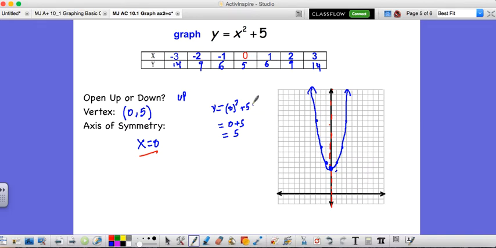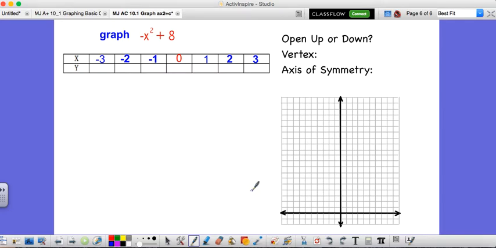Now, I often get asked, Mr. Johnson, do I need to have 7 points? Do I need 3 points? How many points do I need? I typically say I want 2 points on either side of the vertex. So sometimes that works out to be 5. If you want more, go right ahead. But you can normally get a good idea if you have 2 points on either side of your vertex.